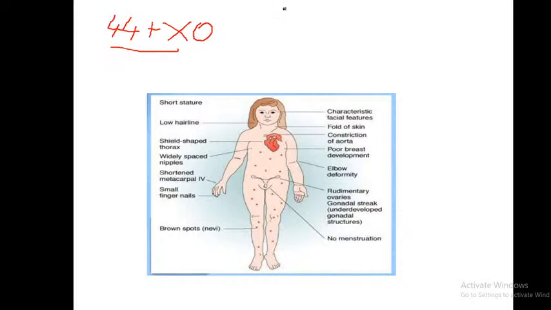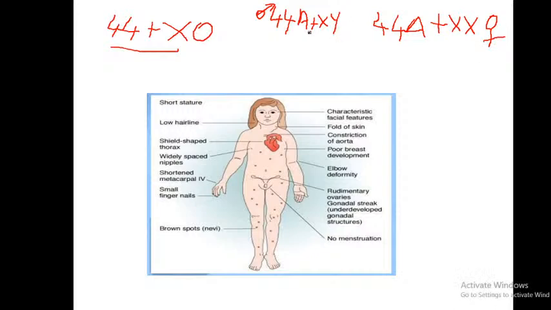Just imagine an individual who is having 44 autosomes. A male will be having 44 autosomes plus XY. This is the male parent, and 44 autosomes plus XX will be the female parent. Let's see how the abnormal condition arises.